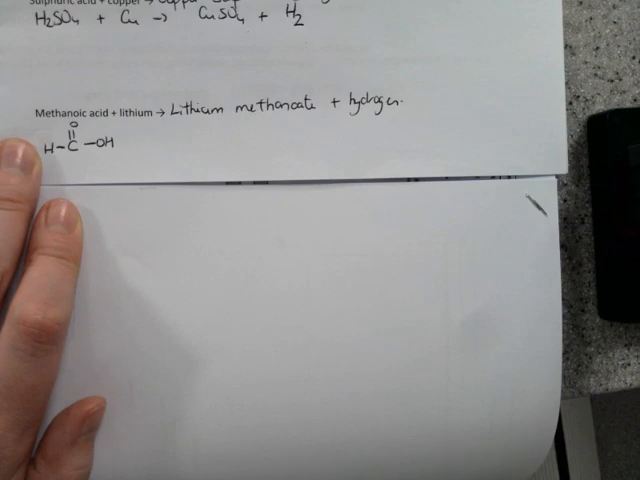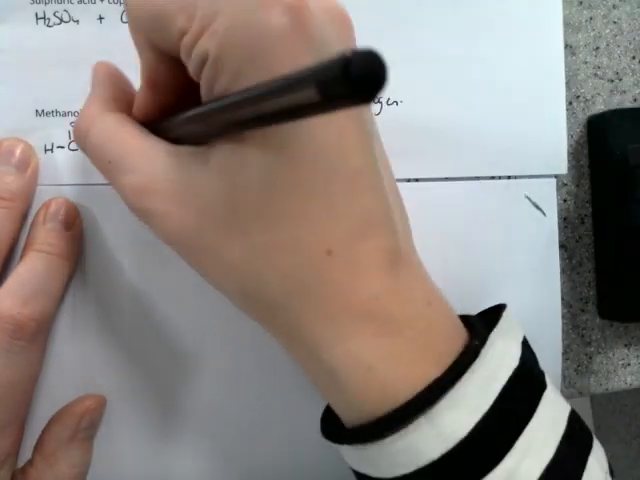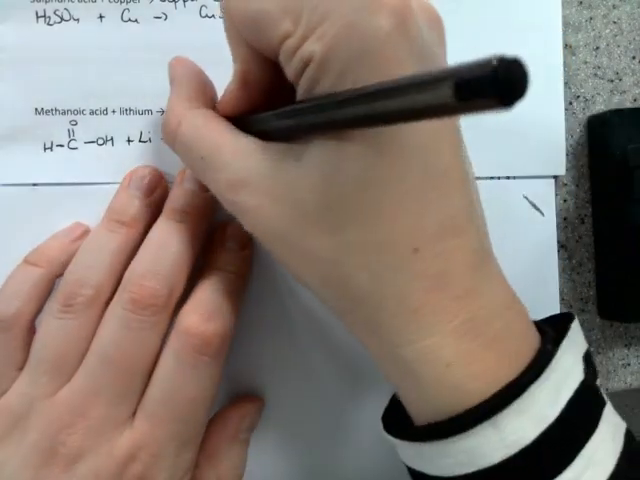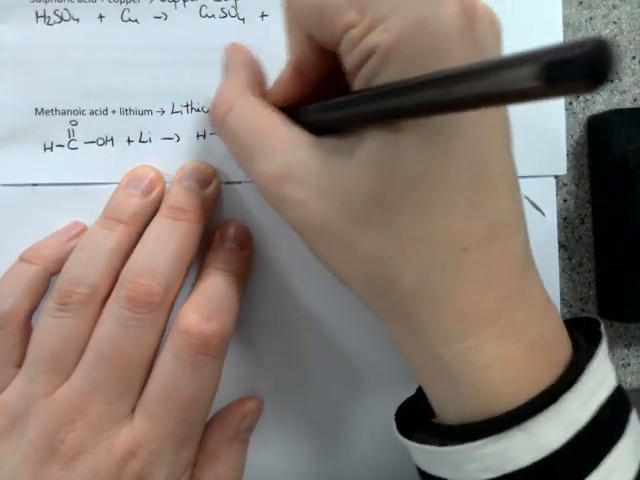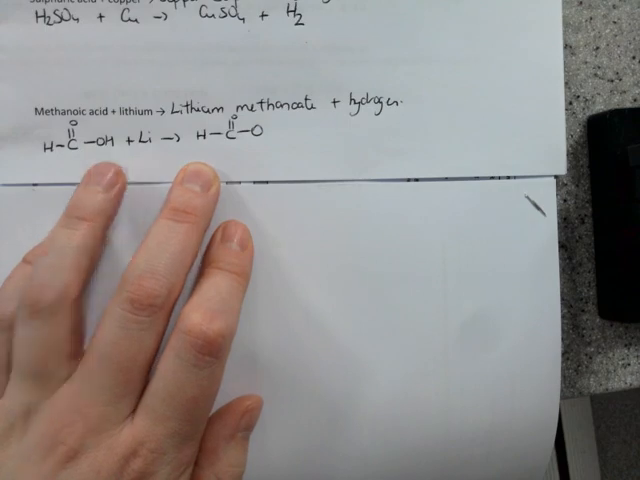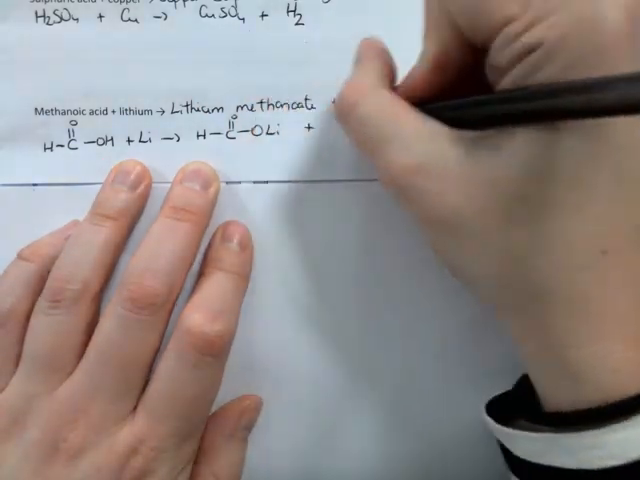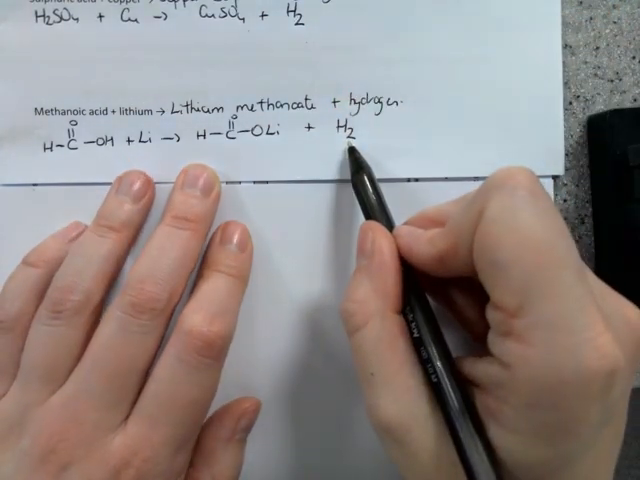That's methanoic acid. I'm reacting that with lithium, Li. I'm forming lithium methanoate, so just as before, the acid is going to lose the hydrogen from the oxygen. It's going to be replaced by the group 1 metal, and you're going to form H2. 2 hydrogens on the right.